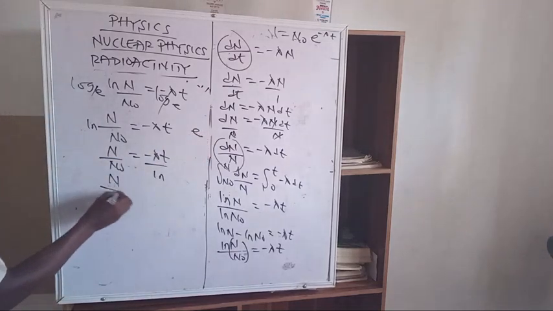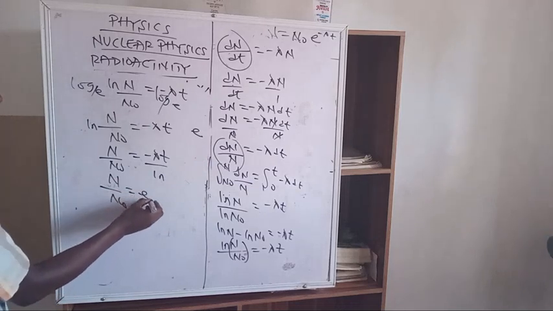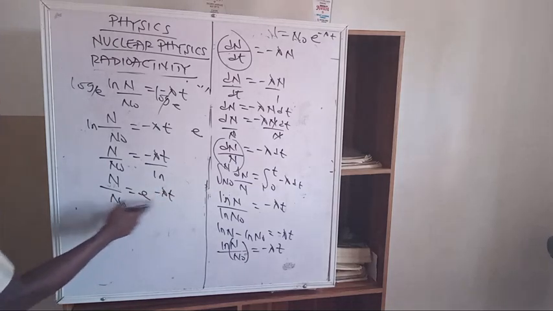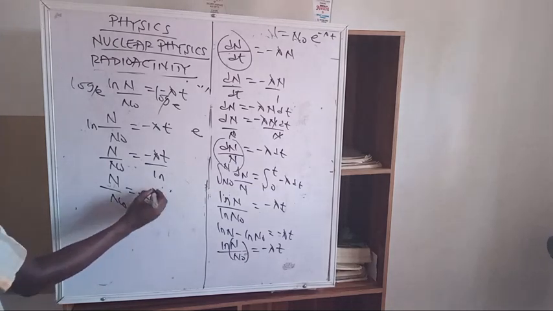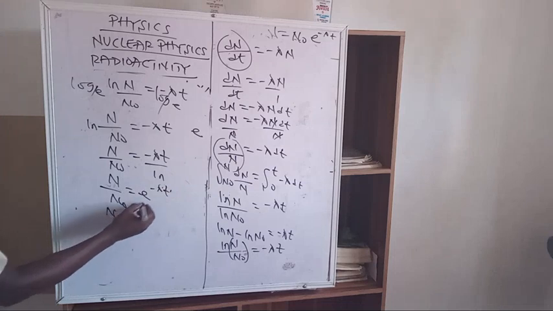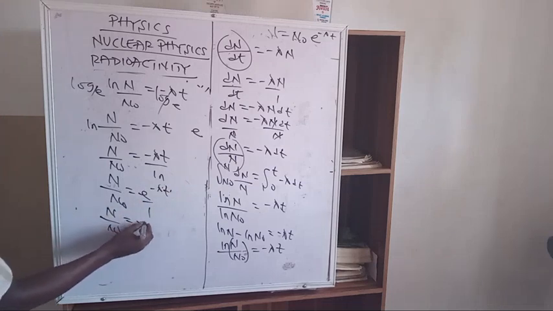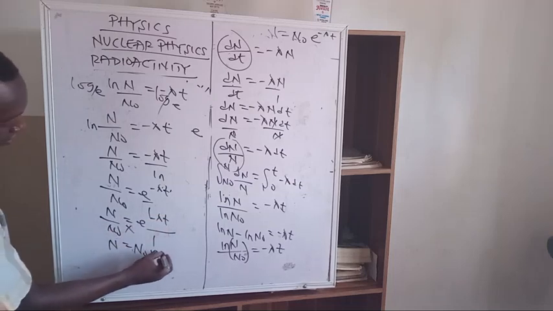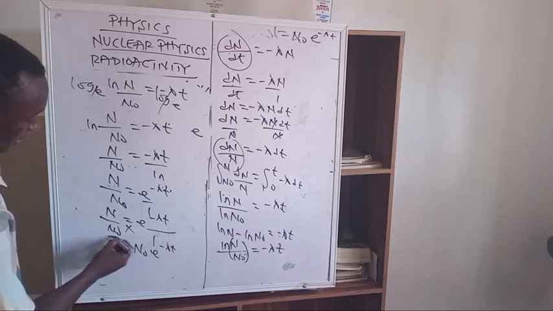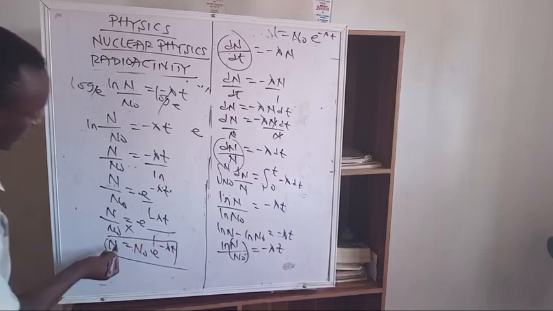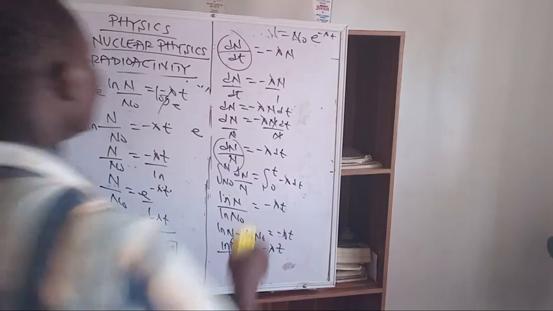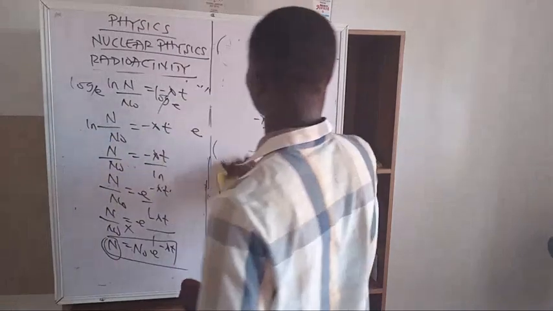So you now have n over n naught is equal to e raised to power minus lambda t. If this n naught moves to the other side, you have n over 1 over n naught is equal to e raised to power minus lambda t over 1. Then you multiply, and you have n is equal to n naught times e raised to power minus lambda t. This is what you have as the final number of atoms in terms of the initial number of atoms of that radioactive element. So that is basically how to prove your final number of atoms.